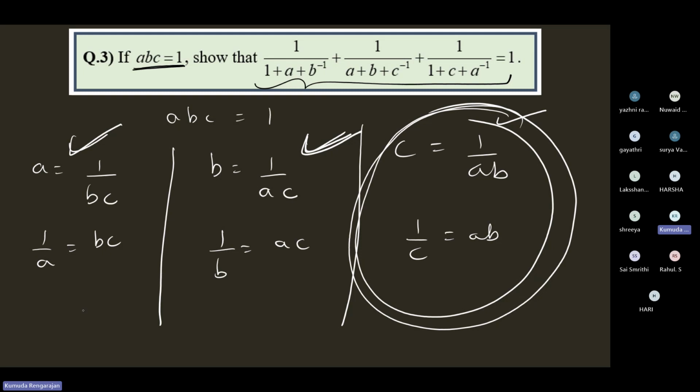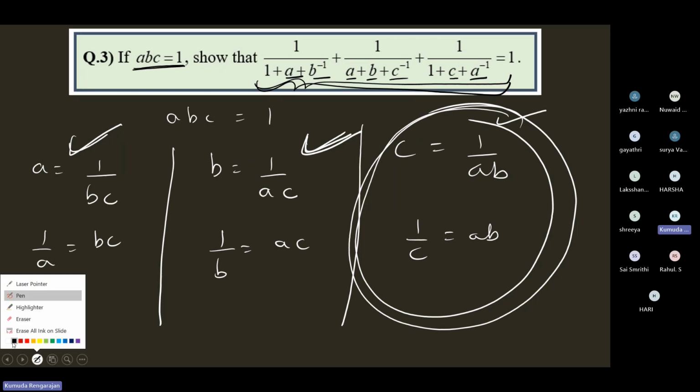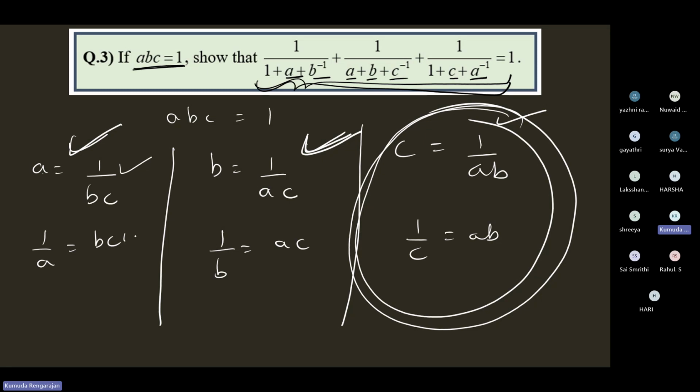If you don't want A, see here in the given question, in the denominator, you can see A, B, C, C, A. All right, so you don't want all three. You don't want A, B, and C. You're given that ABC is equal to 1. So if you don't want A, wherever there is A, write 1 by BC. Where there is 1 by A, write BC.